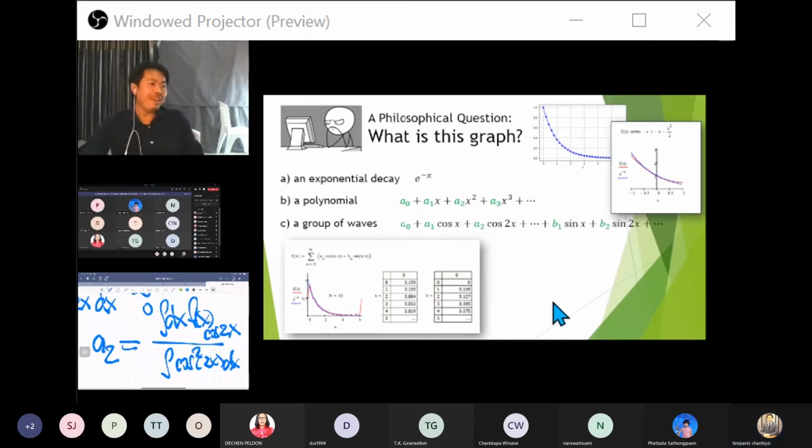So maybe if I look at this graph in a philosophical question, it's not about A or B or C but they all the same, they all the same function, the same truth, just different representation.